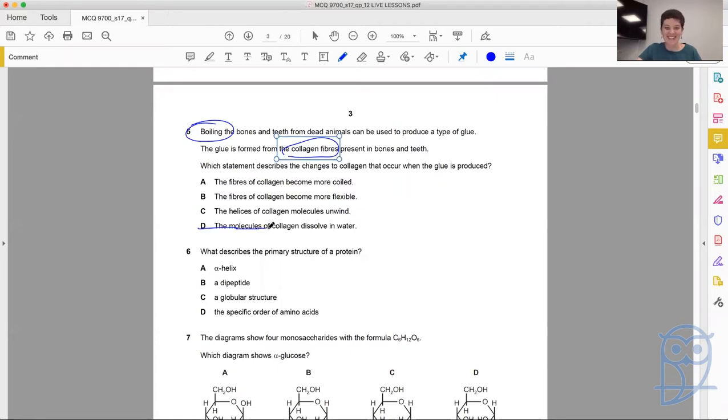Okay, so we can take out the last one. We know that's not right. So when we're talking about boiling our protein, is it going to become more coiled, more flexible, or unwind? Okay, boiling is heat, is more movement, so we're not going to become more coiled. When we're becoming more flexible or unwinding? Well, you know about the breakdown of protein structure, and you know what happens is that protein falls apart. We lose the bonding. So we don't talk about flexibility in terms of proteins. What we're going to be talking about is the unwinding of those helices.